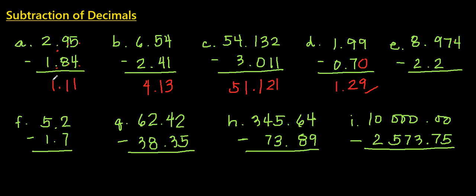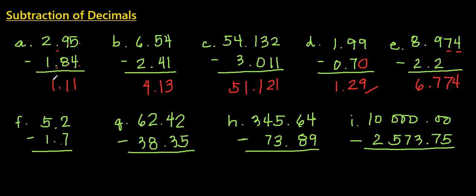Okay, this time there are 2 digits that we're going to bring down. So 7 and 4. Next, 9 minus 2 is 7. Copy the decimal point. 8 minus 2 is 6. So the final answer is 6.774.